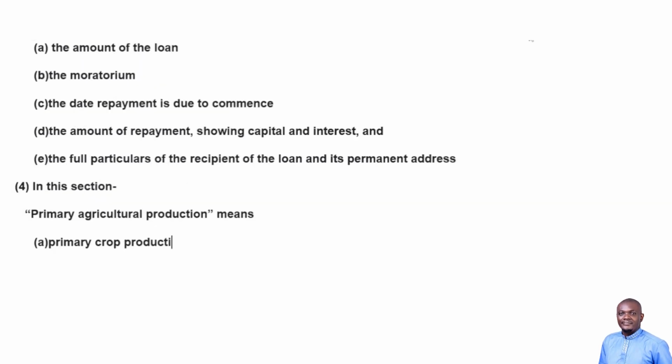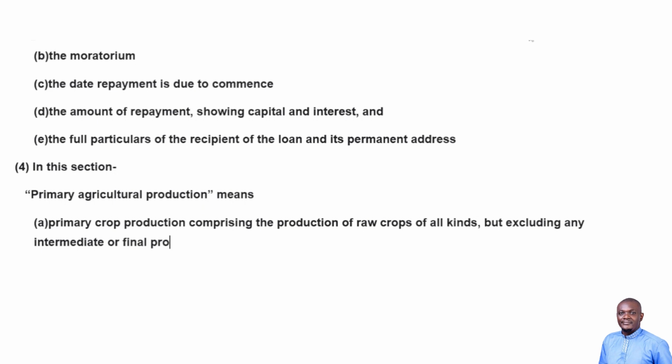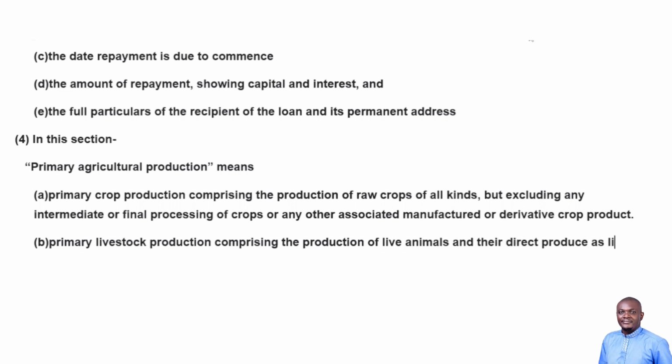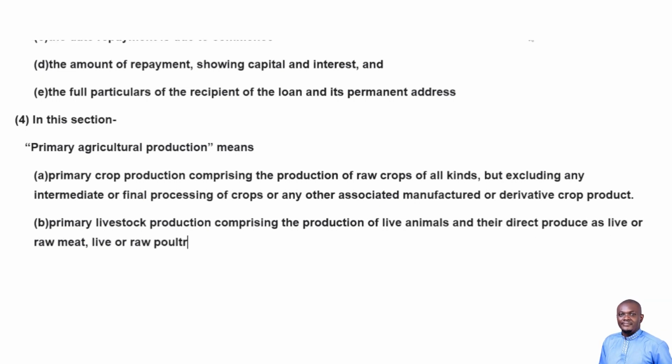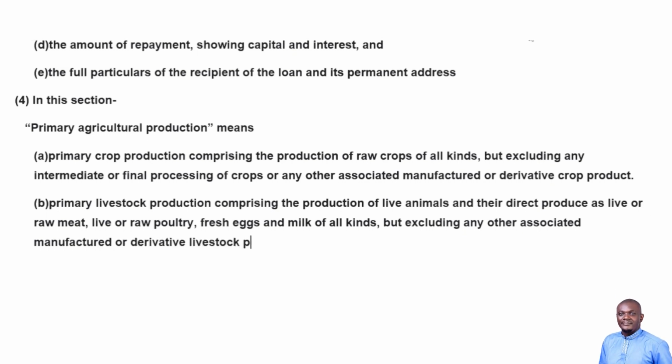Primary crop production, comprising the production of raw crops of all kinds, but excluding any intermediate or final processing of crops or any other associated manufactured or derivative crop products. B. Primary livestock production, comprising the production of live animals and their direct produce as live or raw meat, live or raw poultry, fresh eggs, and milk of all kinds, but excluding any other associated manufactured or derivative livestock products.